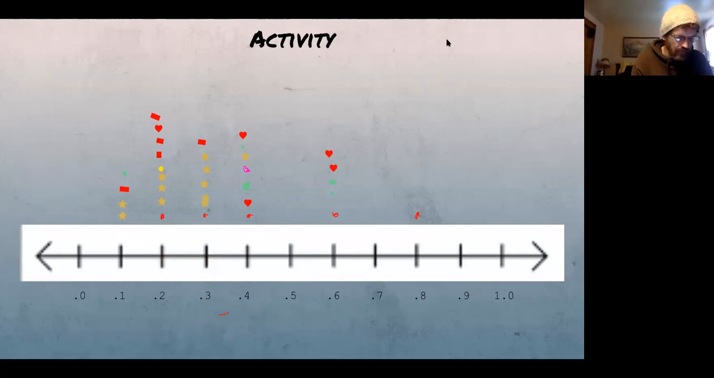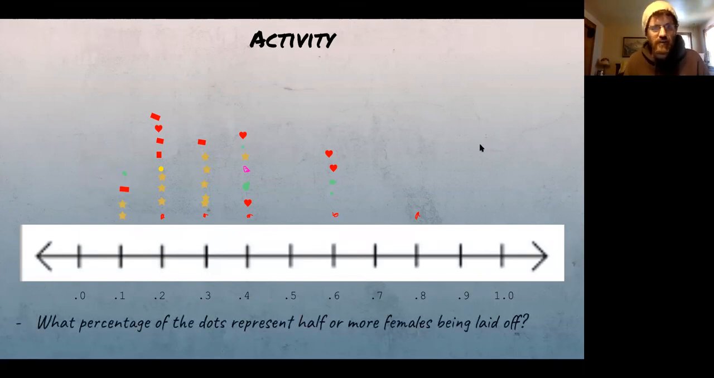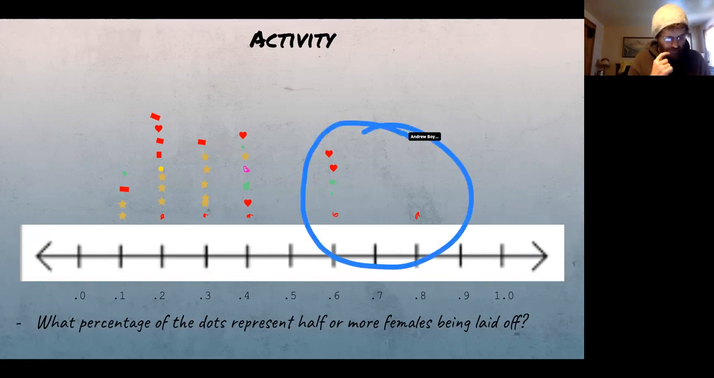Something went wrong. Okay, so now the next question is, what percentage of the dots represent half or more females being laid off? You can just circle the area. What represents half or more? Okay, hopefully you're just identifying it. I'm just going to move forward. There we go. Got our circle right there. So those are the ones that represent half or more.